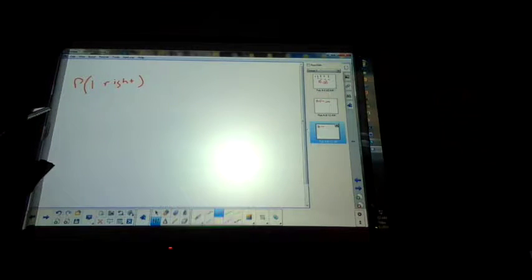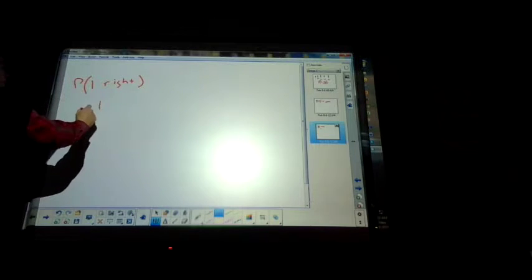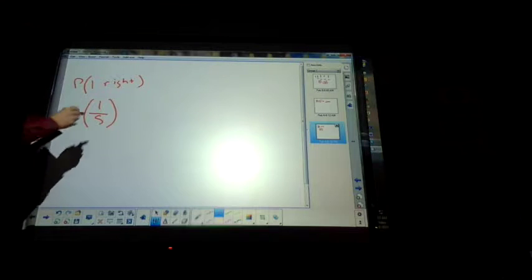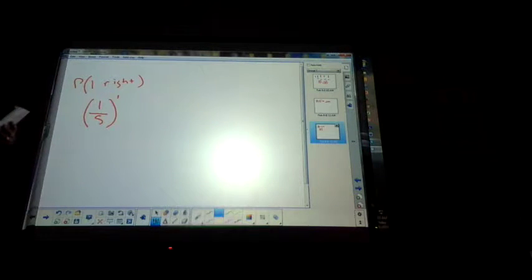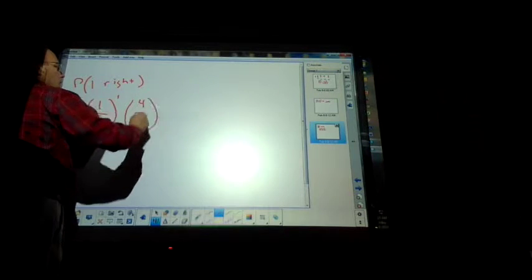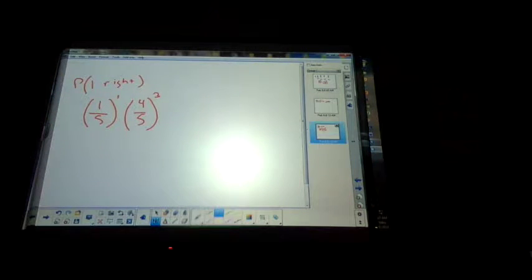So we're going to get 1/5. That's our right vote, and we'll raise that to the first power, and then times 4/5 to the third power. The 1 and the 3 as the exponents are talking about our 4 questions. Our probability of getting one of them correct is 1/5. The probability of the next ones being wrong is 4/5 to the third.